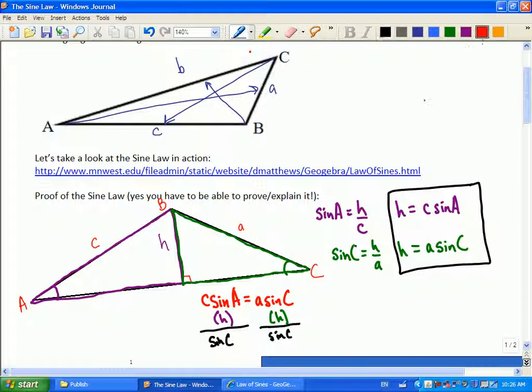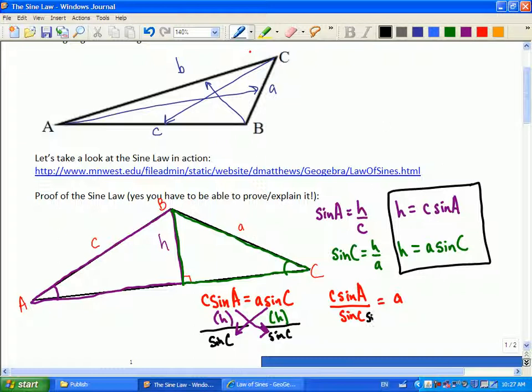So I'll end up with C sine A over sine C equals A. And then I'm going to move this last piece. Last day we talked about a shortcut, which was to do the cross multiplying. So C would go to this side and A would go to this side. That's what we're going to end up with when we're done here. But just doing it step by step.